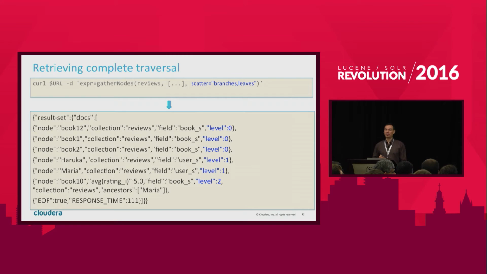So if you wanted to see the complete traversal, we would just repeat that whole nested mess that we had in the previous slide, and at the top level we'd add this parameter, scatter equals branches comma leaves. That just says we don't want just the end result, we want the whole graph traversal. And so then you see what it looks like here. We get level 0 were the books, level 1 were the users, and then level 2 was the final book we hit.